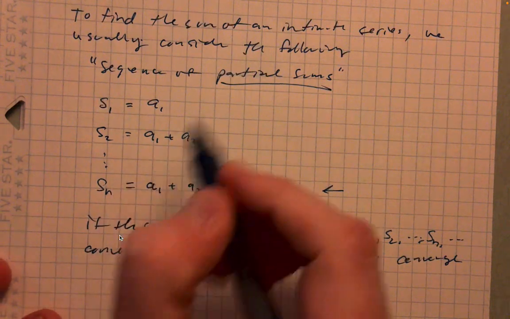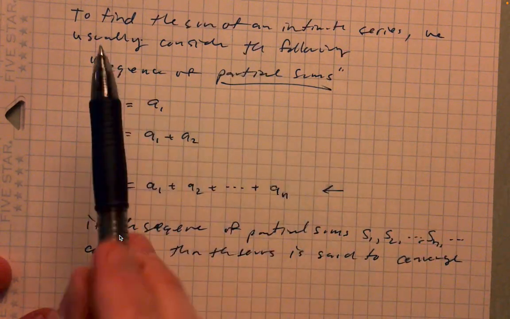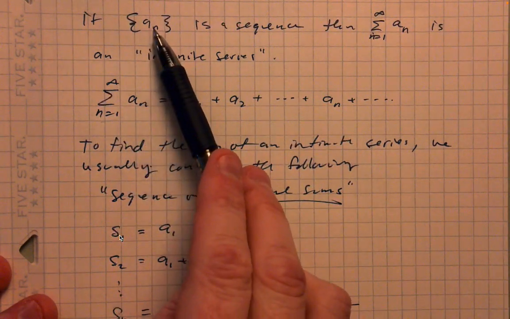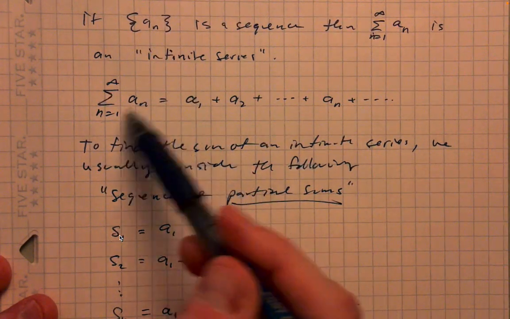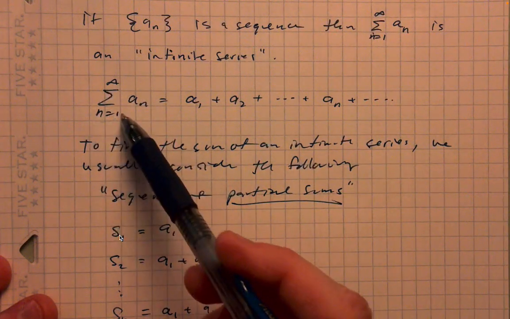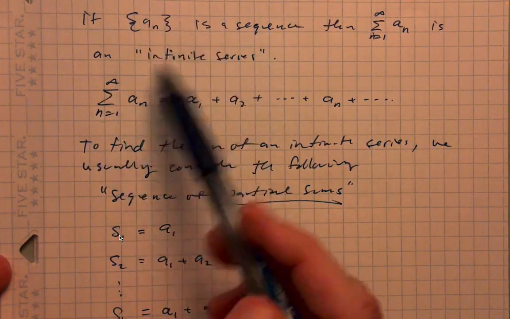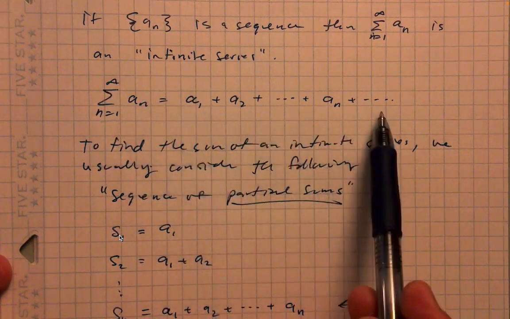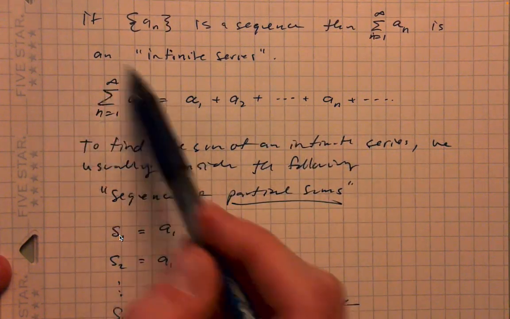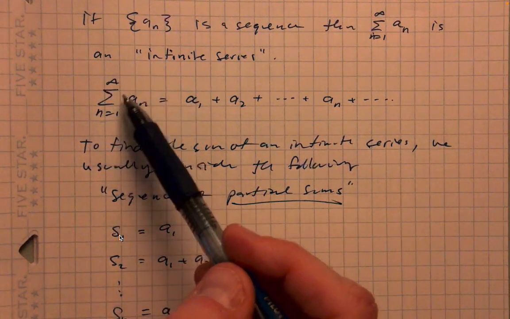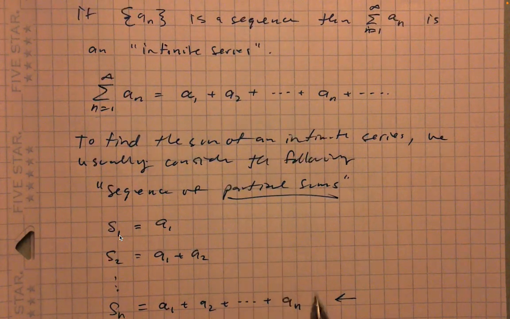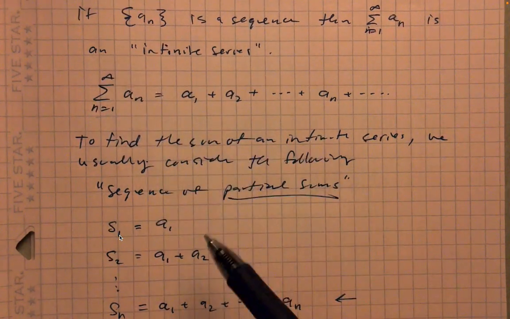So here's the idea. You've got some underlying sequence, A of n. From A of n, you can set up a series, basically just the sum of all of the terms of the sequence. It looks like this. Of course, we're using sigma notation here, the summation notation that we picked up earlier.